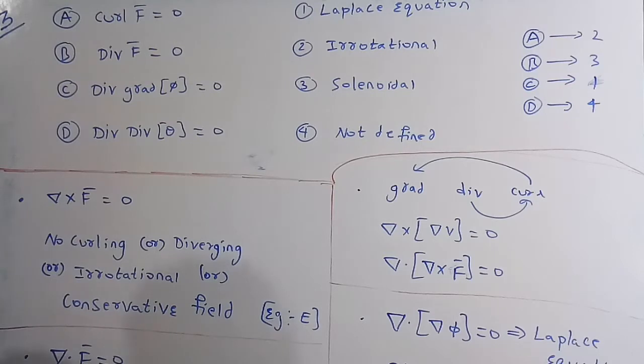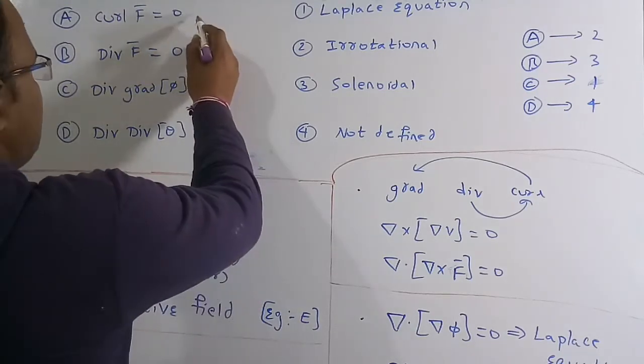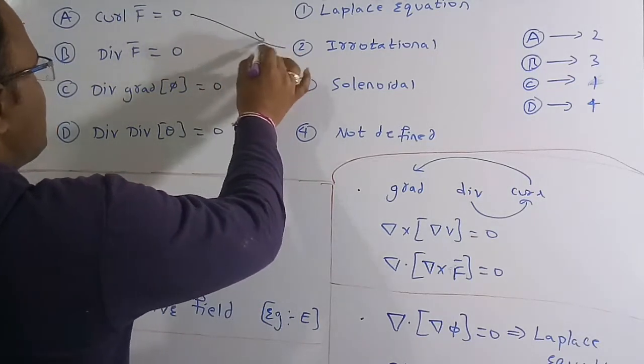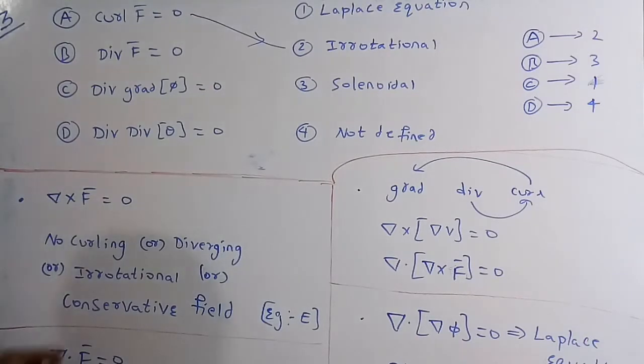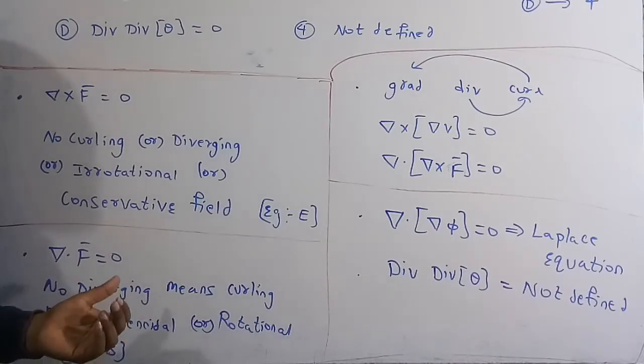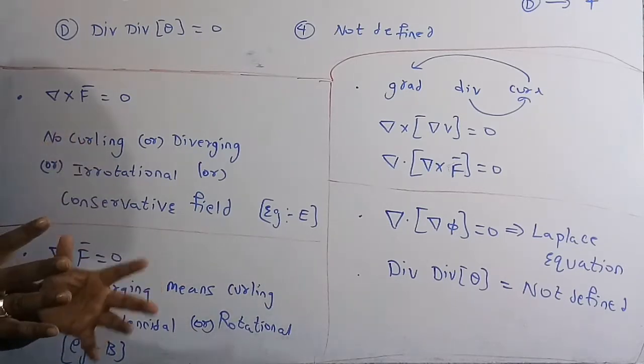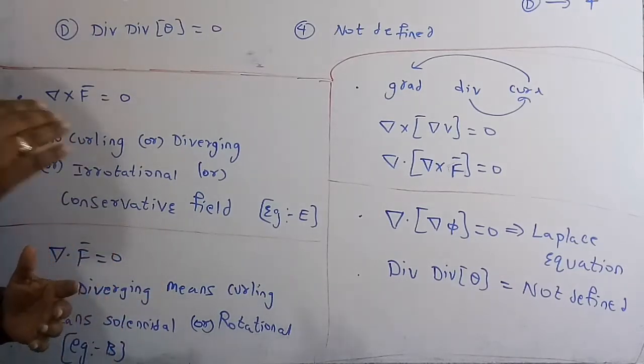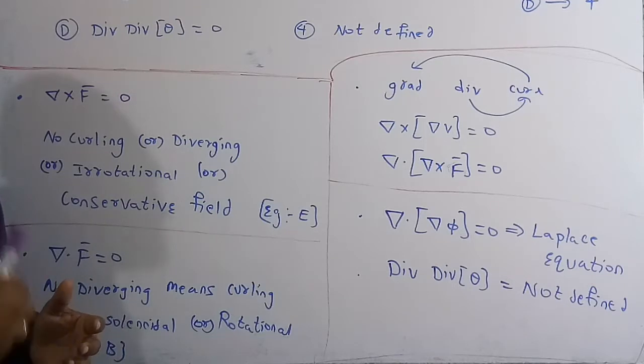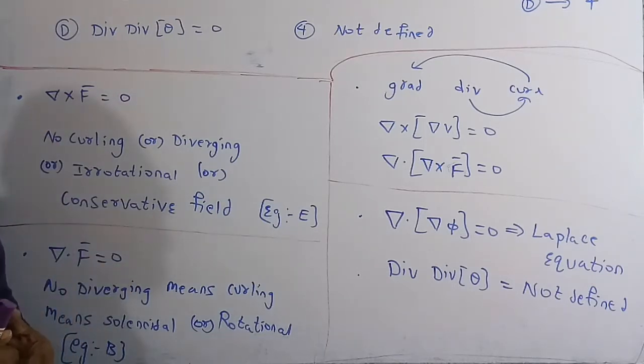So we can match: the curl of f bar is zero, so it is irrotational. Now for the second one, divergence of f bar is equal to 0. Divergence of f bar equal to 0 means the field is not diverging, so simply, rotational fields are present, meaning closed-loop fields are present in this.